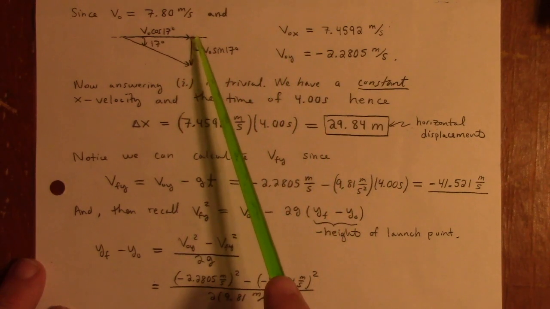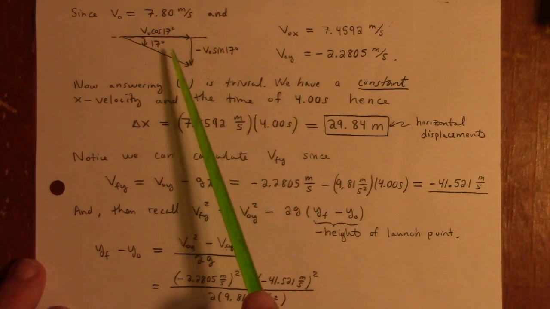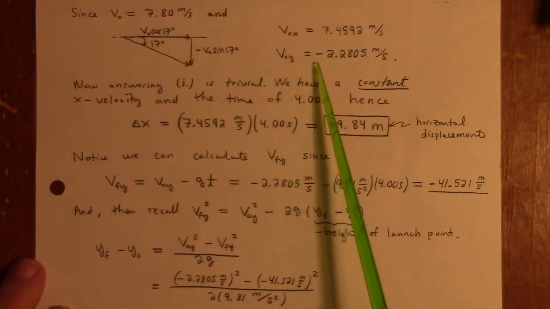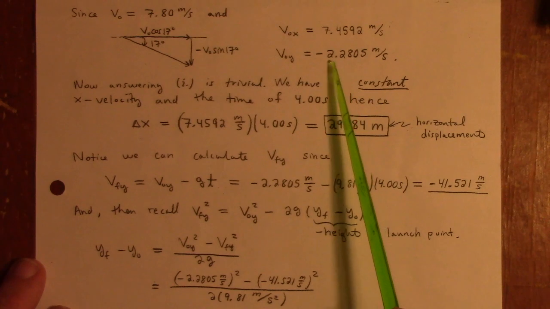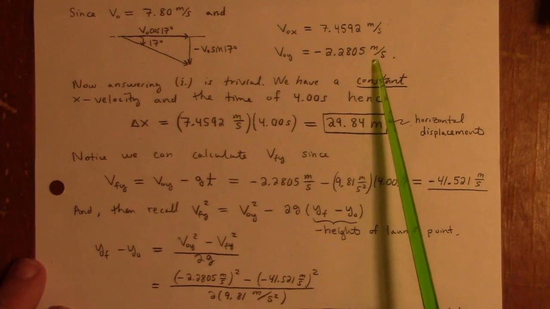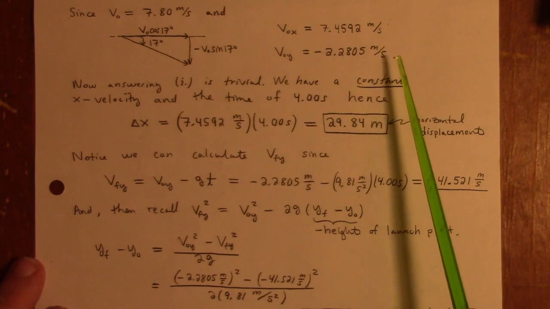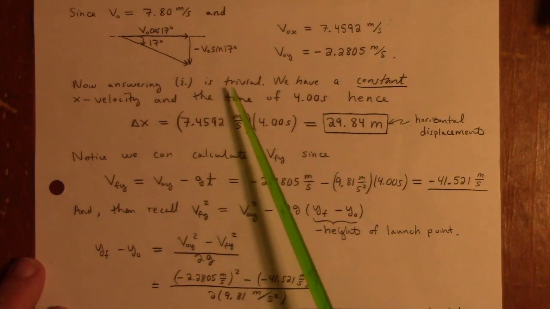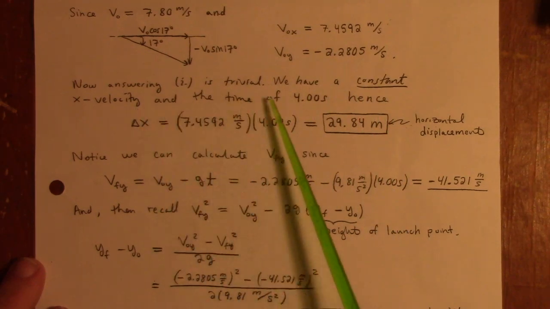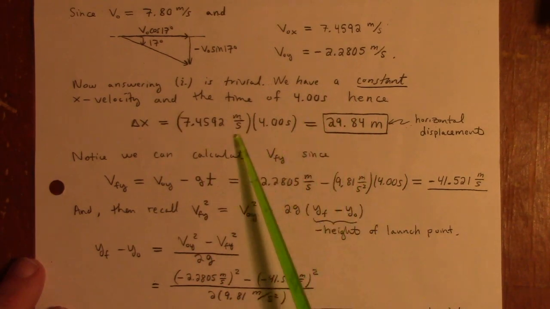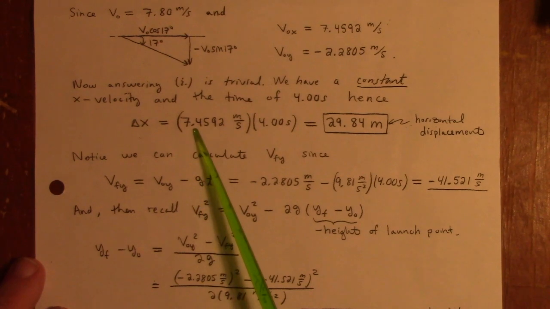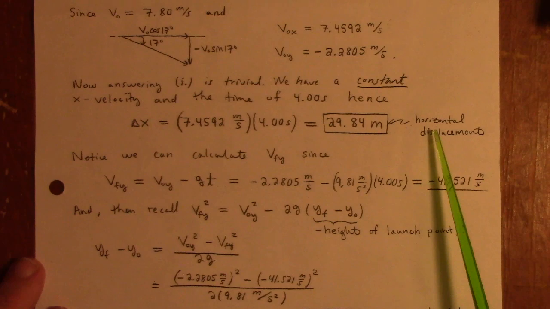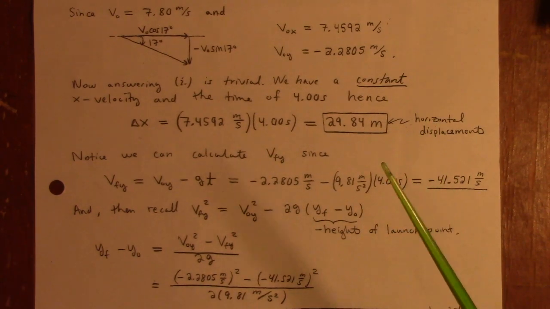And as you can see, the y velocity is negative, and v naught sine 17 degrees. I put a minus out because it's down, right? And so I've got minus 2.2805 meters per second. How far? Oh, I said answering part 2. Part 1 is trivial. We have constant x velocity. So time 4 seconds. So we do constant velocity. Velocity times the time gives me 29.84 meters. That's the horizontal displacement. That's how far it travels horizontally.